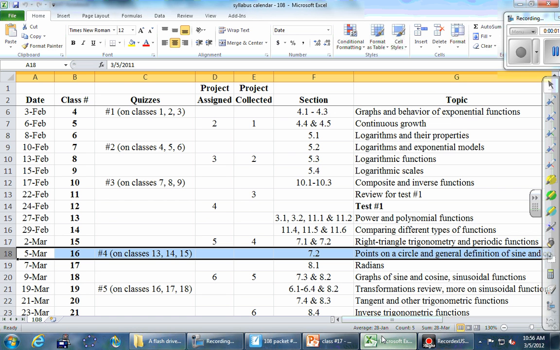And so while we're opening to page 14, we'll have a look at the calendar. We're just finishing up our fourth quiz. Today we cover section 7.2, which is a general definition of sine and cosine, these things that we started defining last class. Currently outstanding is project number 5. I know some folks have already started working on it. Project 5 is due this coming Friday, okay?